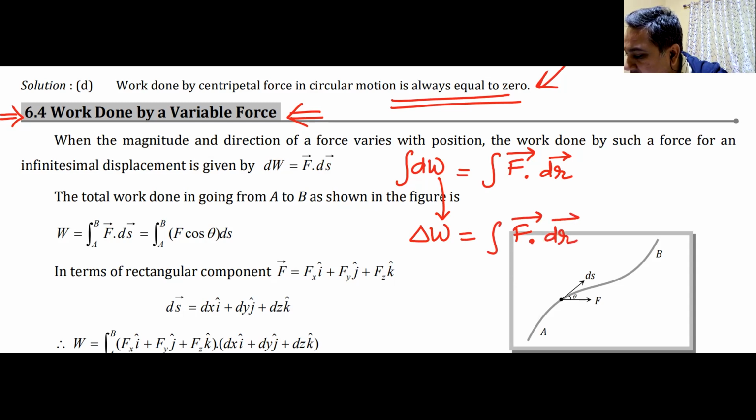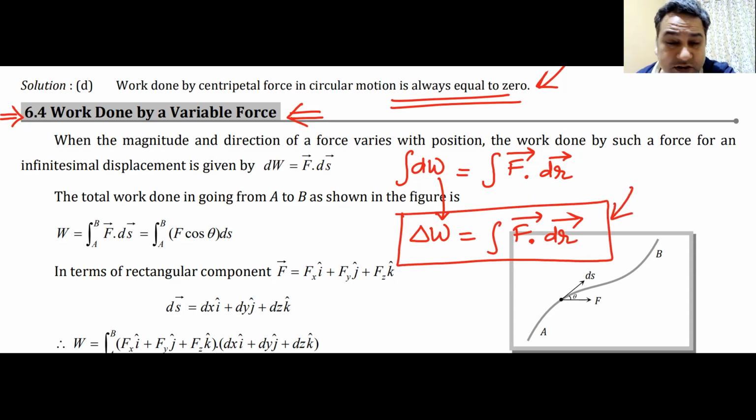So I will now write it like this. This is the work done by a variable force. Remember, this is also the work done by a constant force. Only difference is, in case of a constant force, F dot dr becomes F dot delta r. We'll move ahead with work done by variable force in the next class.